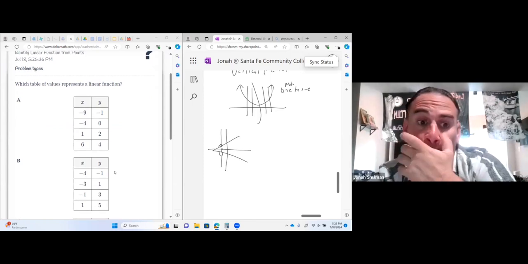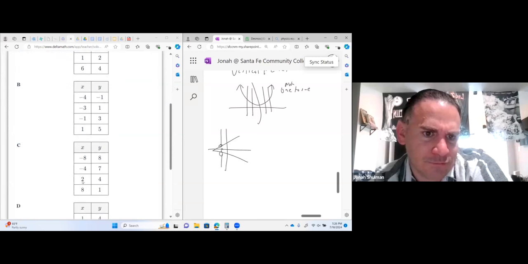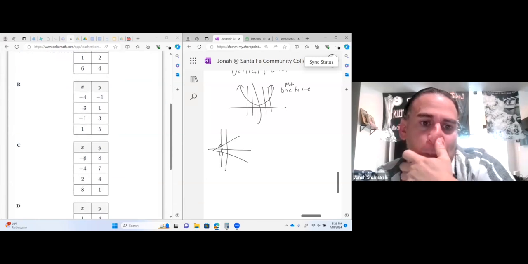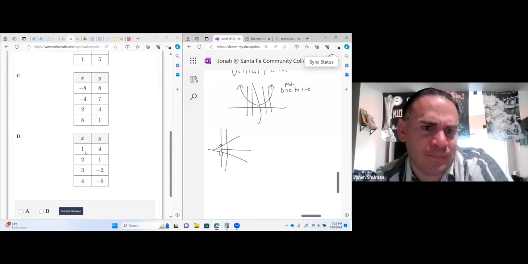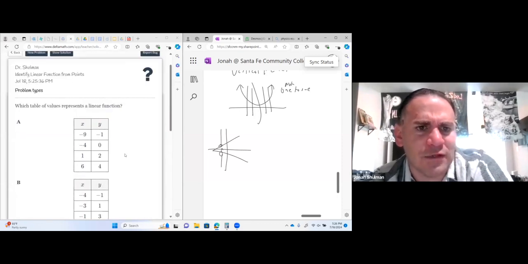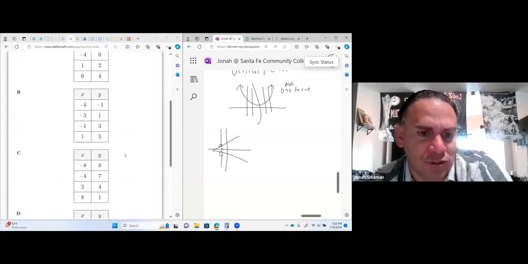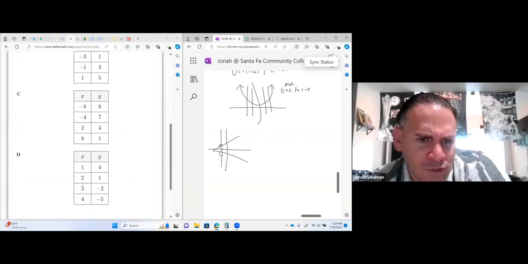Let's figure it out. X's are different. X's are different. X's are the same. So oh no, x's are different. Okay, so all these are different. Oh, but they said a linear function. So they're talking about it's got to be a straight line, which means all the slopes have to match. 1, 2, 3, 4. This is -3, -3, -3.